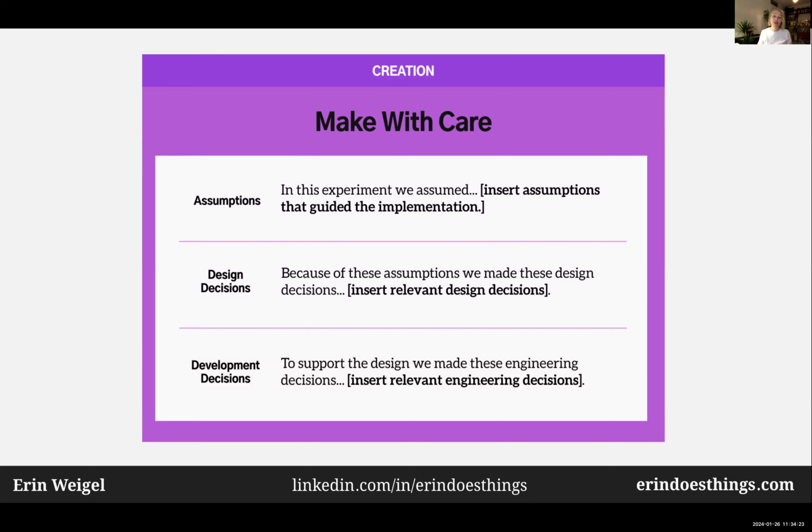Then you also have to document what your design decisions are. What colors did you choose? Did they pass accessibility checks? All that kind of stuff. And then development decisions too.